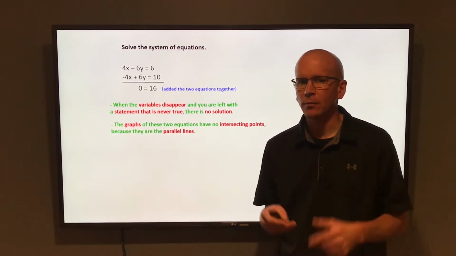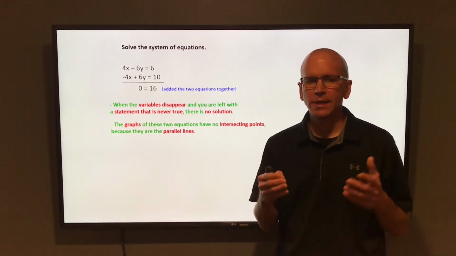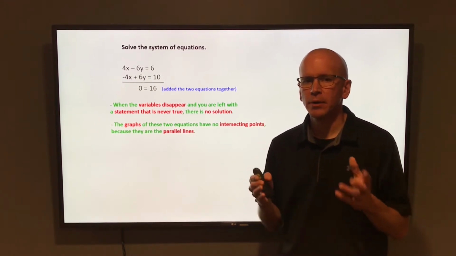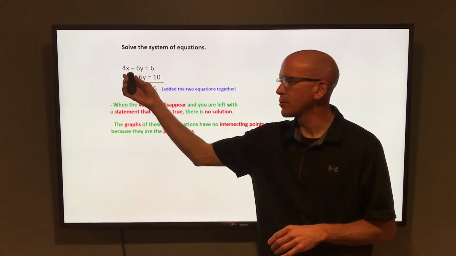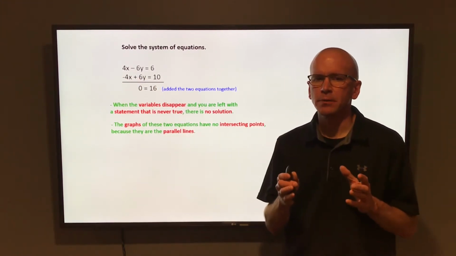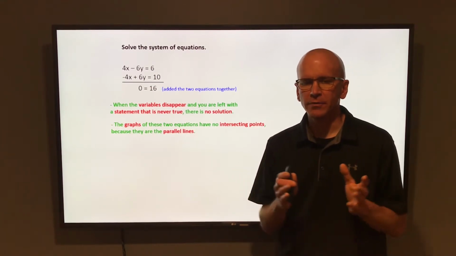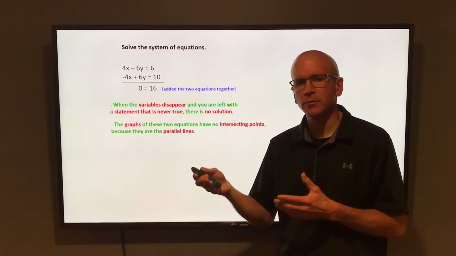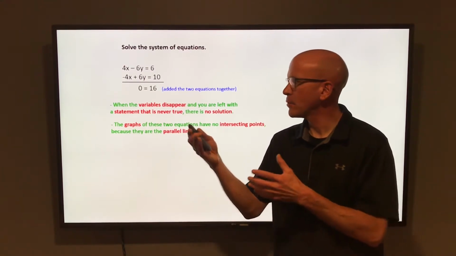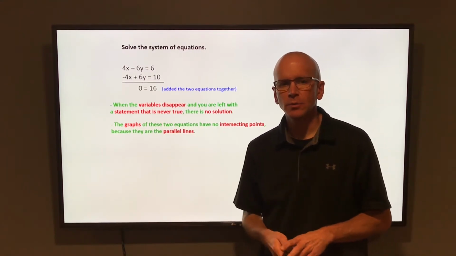Now think about that. What two lines, what type of lines never meet? Parallel lines. So these two lines are parallel. So once again, when you're going through the elimination method and both variables disappear, do not panic. Just decide, is it true or false? If you're left with a true statement, it's infinite solutions. If you're left with a false statement, that is no solution.